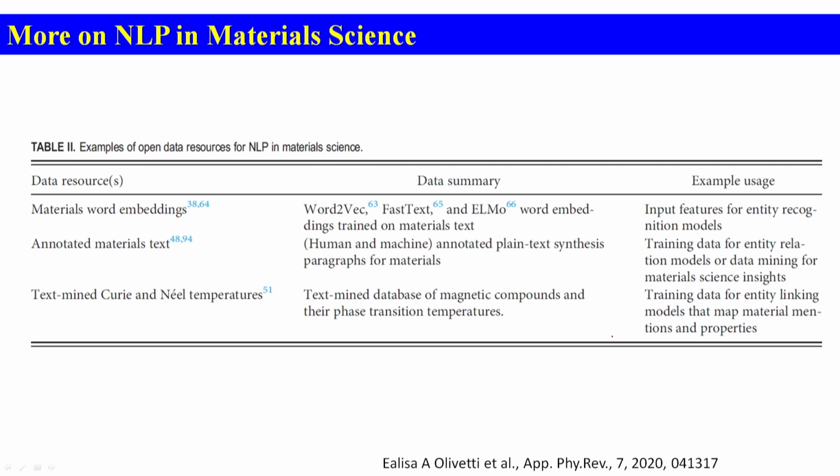Or you can annotate material text also, annotate plain text, synthesis paragraphs and materials. This will allow you to train data for entity relation models or data mining for material science things. And you can also do text mining, which is similar to data mining. Data mining all of us understand. Text mining gives training data for entity linking models that map material mentions and properties. Simply, you can find those words in the text and map them with the properties, right, that is possible.